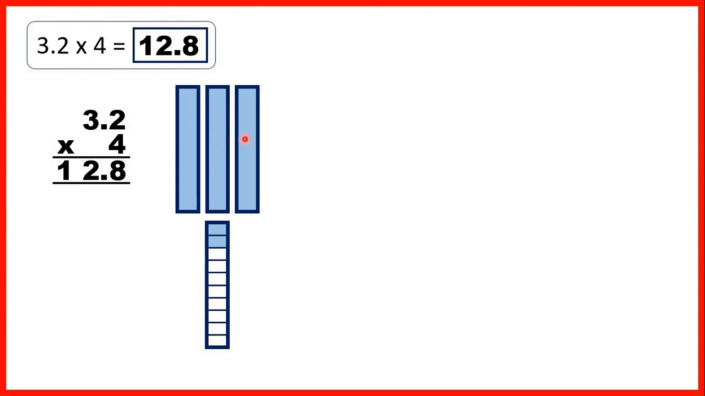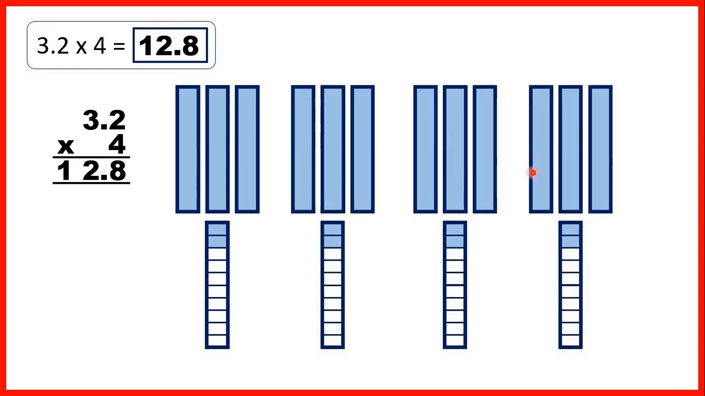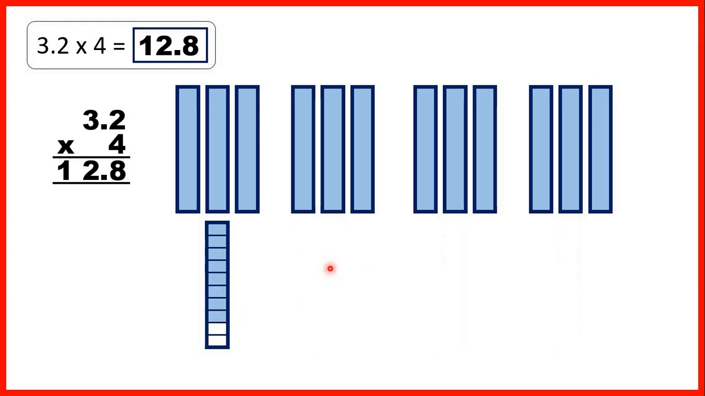3.2 is 3 wholes and 2 tenths, and if we're multiplying by 4, we can show 3.2 4 times. Now, if we do some regrouping, we now have some empty fraction bars, but we've got 8 tenths and 12 ones, so that's why our answer is 12.8.